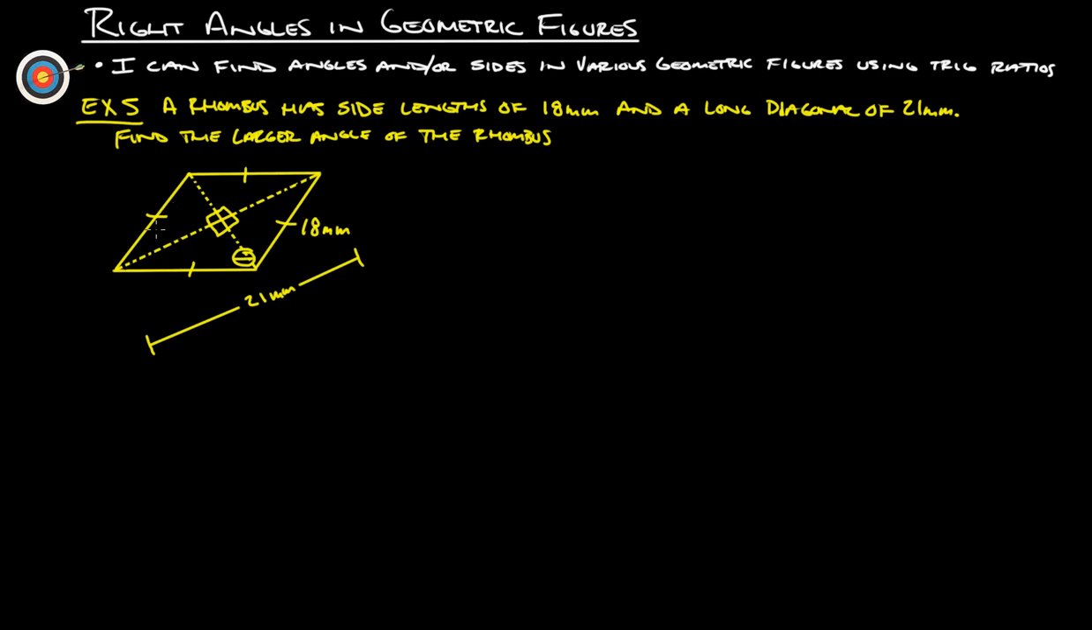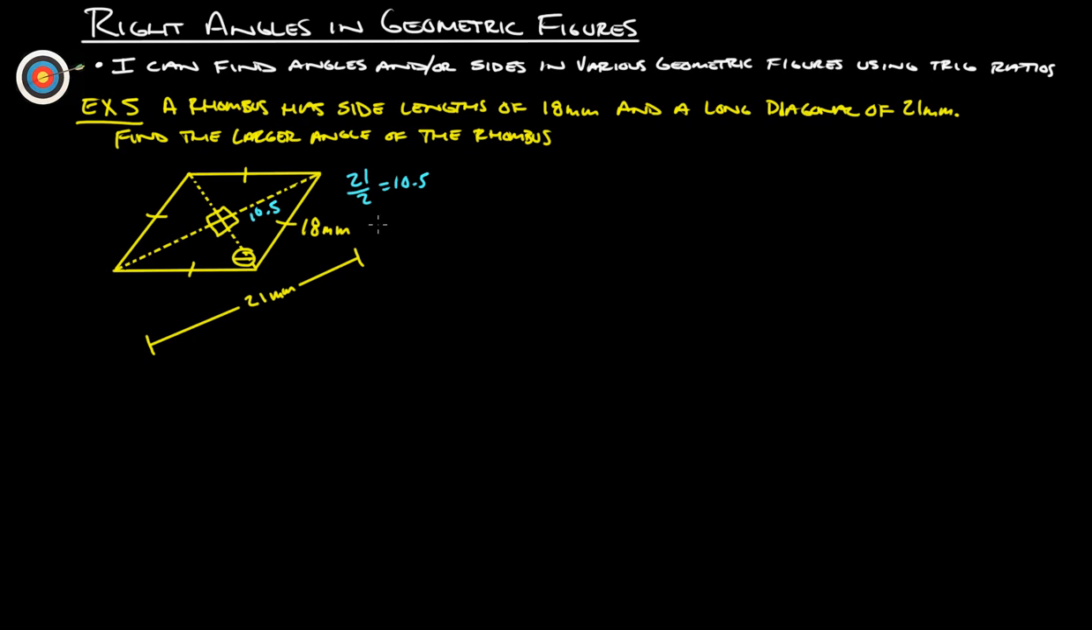So we got 18s for all these sides. This is the angle. That's the larger angle. That's what we're looking for. And then this length here, this long diagonal, is 21 millimeters. So we know that these diagonals bisect each other. So that would mean that this length right here is going to be 21 over 2, which is 10 and a half. So this has to be 10.5 millimeters. You get the idea. So 10.5 millimeters.